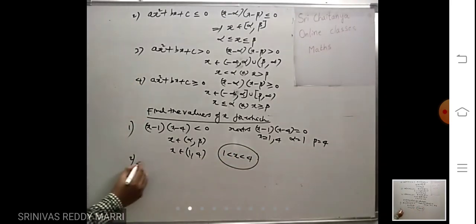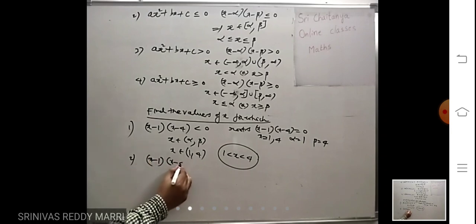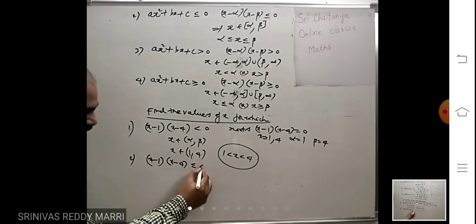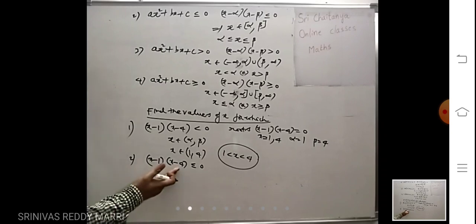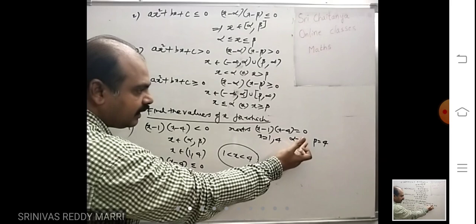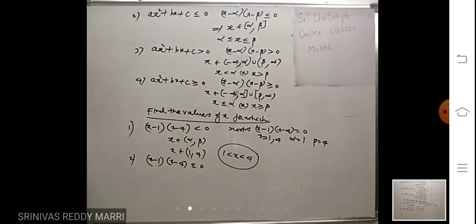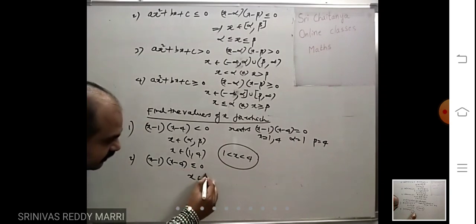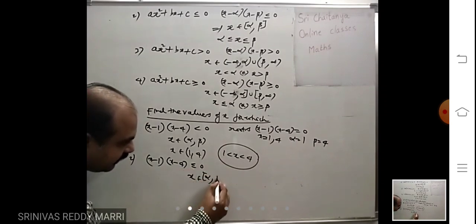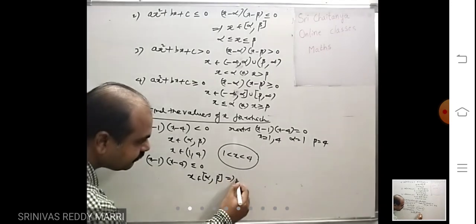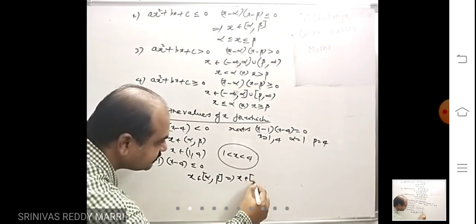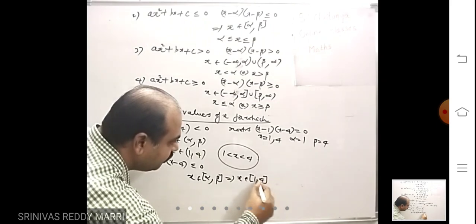Suppose let us say (x minus 1) into (x minus 4) less than or equal to 0. Same roots. Alpha is 1, beta is 4. Less than or equal to 0 you got. That means the answer is alpha comma beta. That implies x belongs to [1, 4].